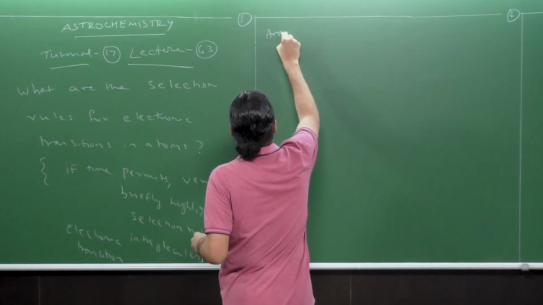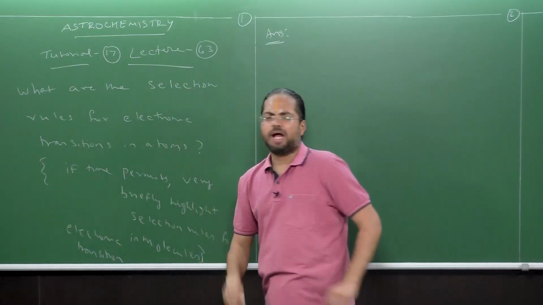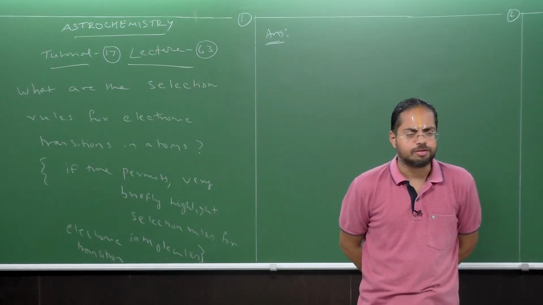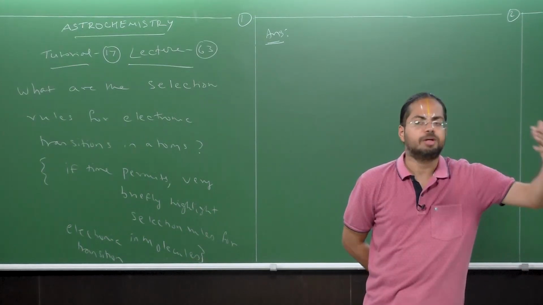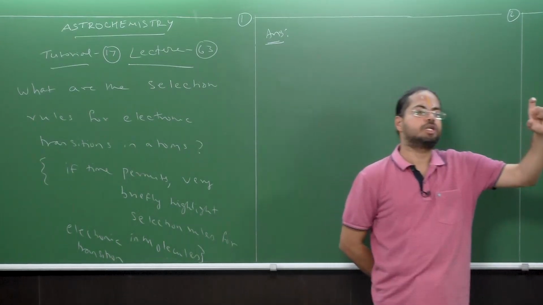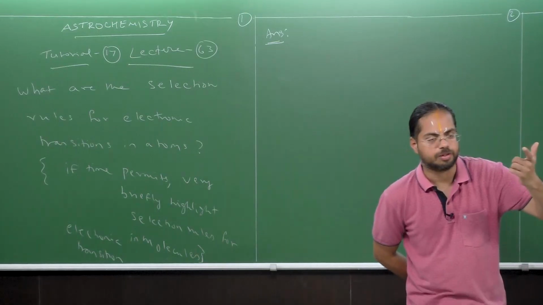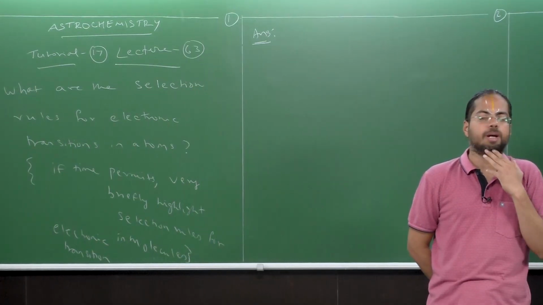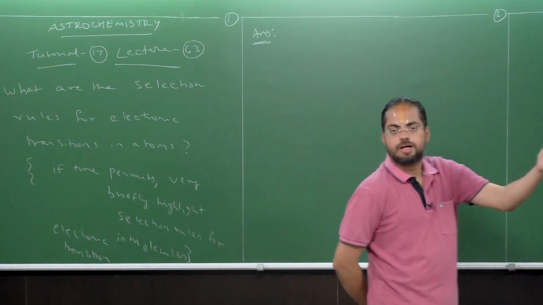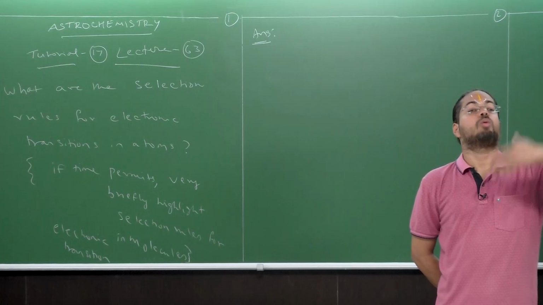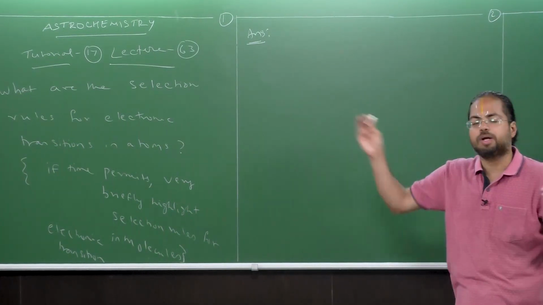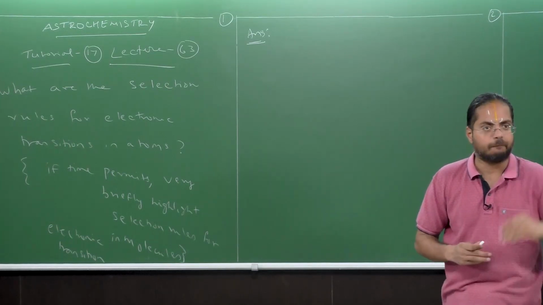The answer to this question is: recall that the selection rules for vibrational and rotational transitions, we express them in terms of what? We express them in terms of the rotational quantum number and vibrational quantum number, correct? The rotational quantum number came from the rigid rotor model, and the vibrational quantum number came from the harmonic oscillator model, and we also took some effort to consider anharmonic effects, correct?